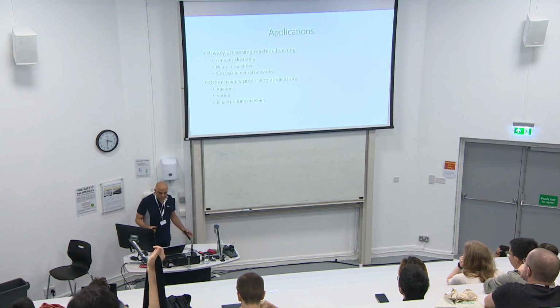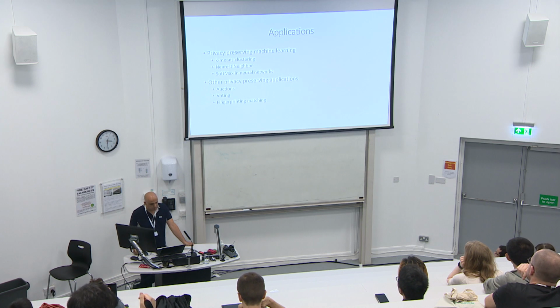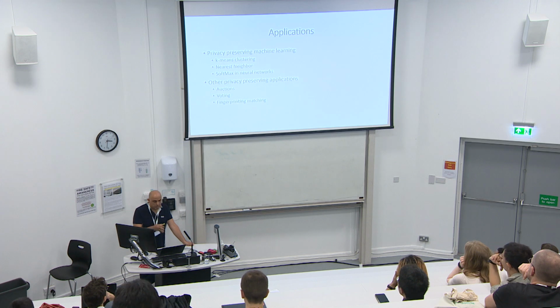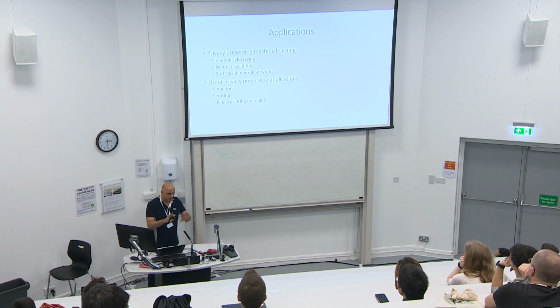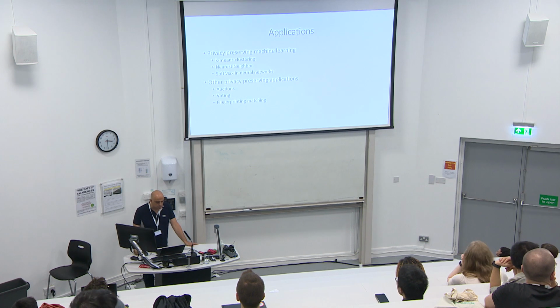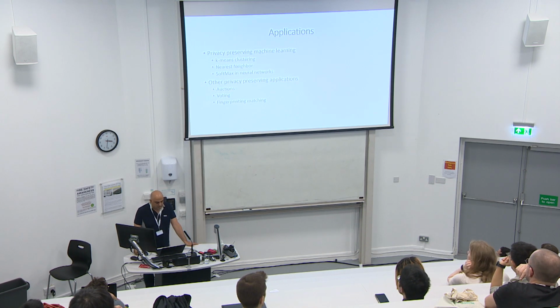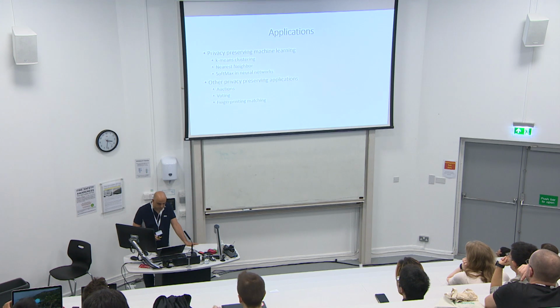Such problems have many applications. For instance, in privacy preserving machine learning, it's relevant for k-means clustering or nearest neighbor, where here we want the minimum, but of course maximum and minimum are almost the same, and for soft maximum in neural networks. And in other privacy preserving applications, it's relevant for auctions, voting, or fingerprint matching.